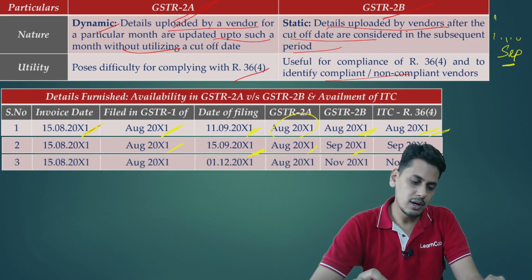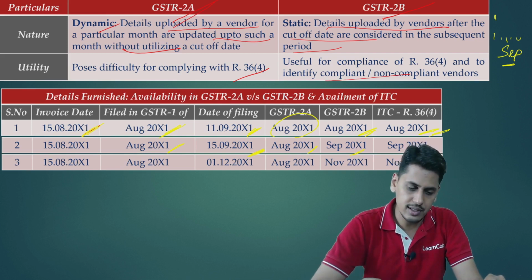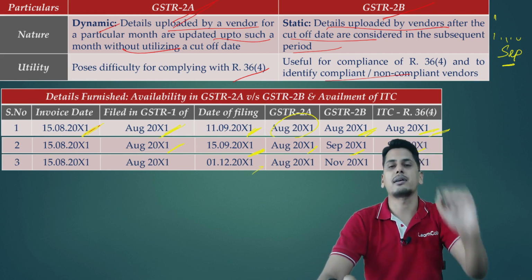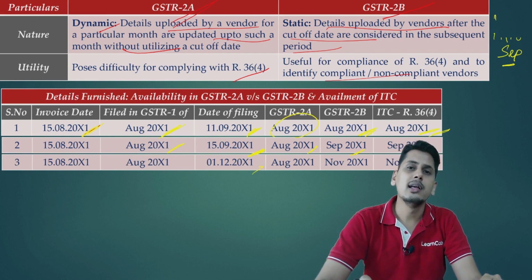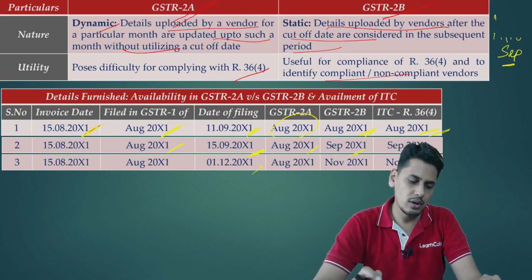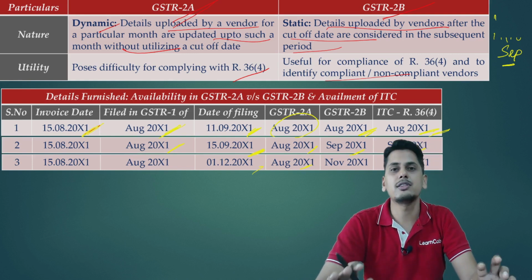Invoice dated 15th of August. It is filed in GSTR-1 of August, but the date of filing is 1st of December. Question number 1. In which month GSTR-2A is it going to appear? It is going to appear in August month 2A.